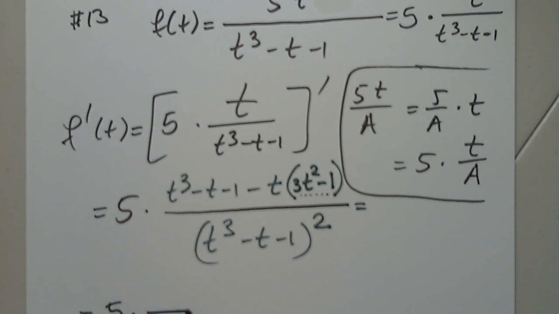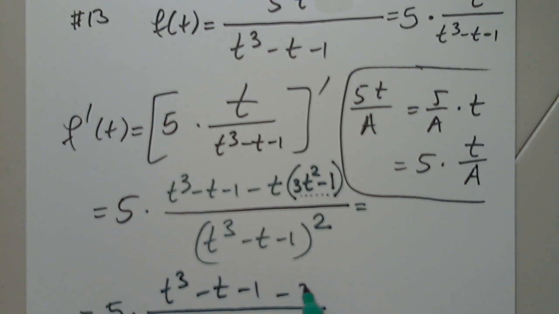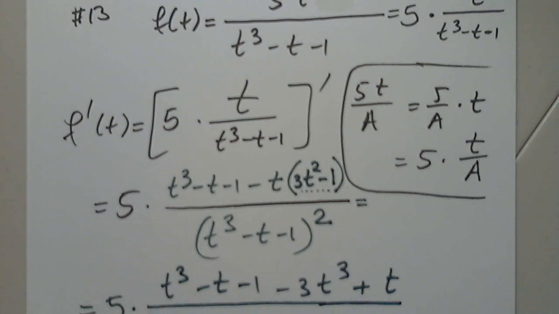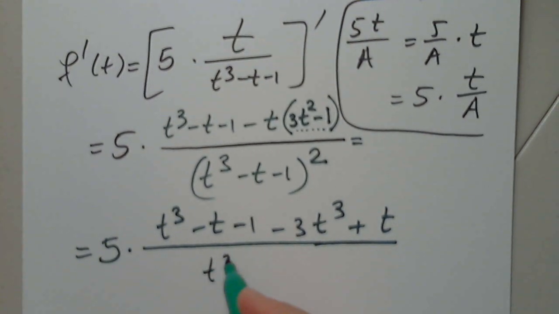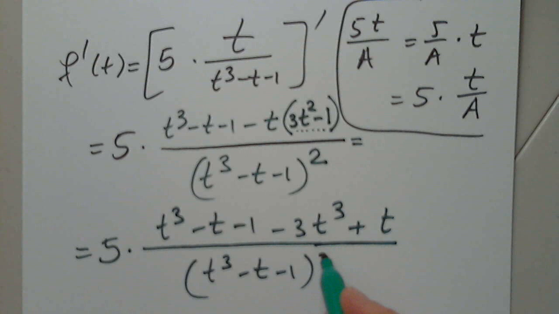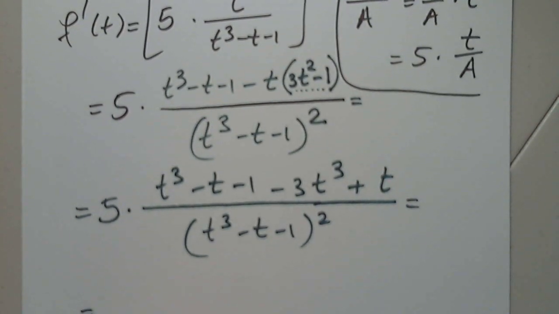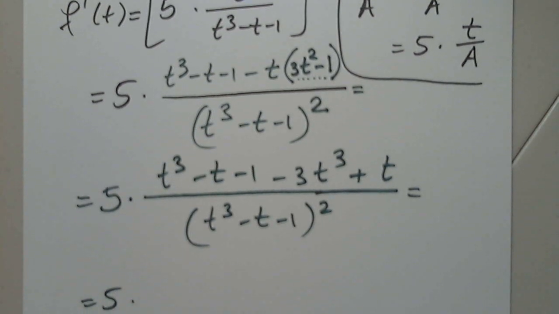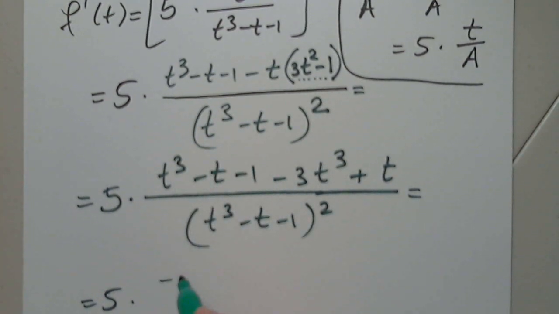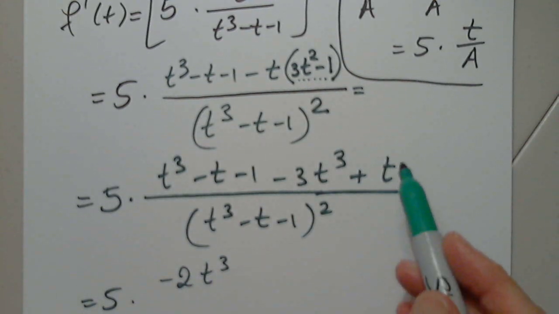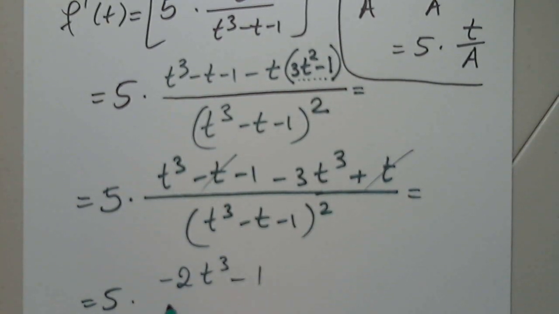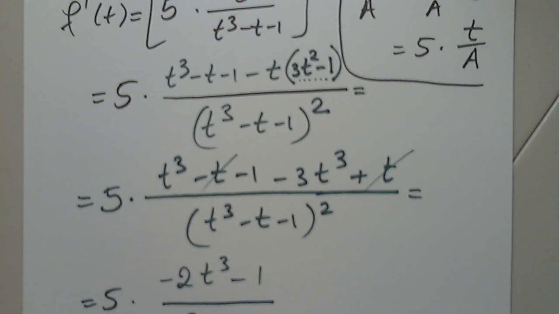5 stays in front. I have t to the third minus t minus 1 minus 3t to the third plus t, everything over t cubed minus t minus 1 squared. So then 5 can still wait patiently. I have negative 2t to the third. These two go away, and minus 1 over t cubed minus t minus 1 squared.